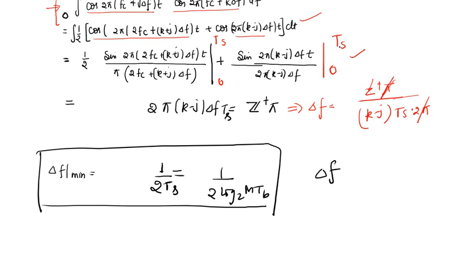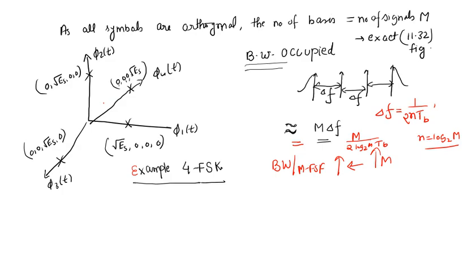Pi goes away. So we want the minimum value; what should that minimum be? This is any delta f which will satisfy this, right? If you choose this delta f, it will satisfy that any kth and jth will be orthogonal. So the minimum should be 1 upon 2 Ts. We take this value as 1, so it will be 1 upon 2 Ts, and you can write Ts as n TB, log 2 M TB. So the minimum separation required for all the signals to be orthogonal is 1 upon 2 log 2 M into TB.